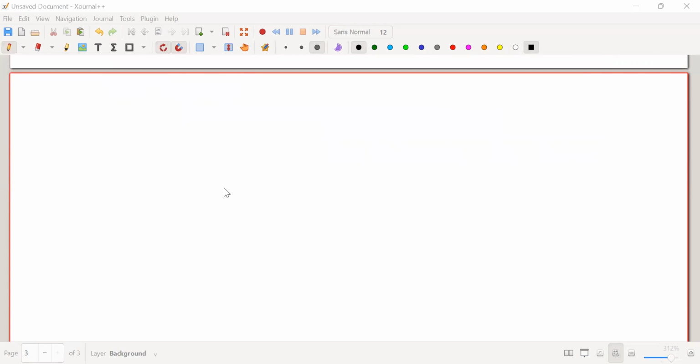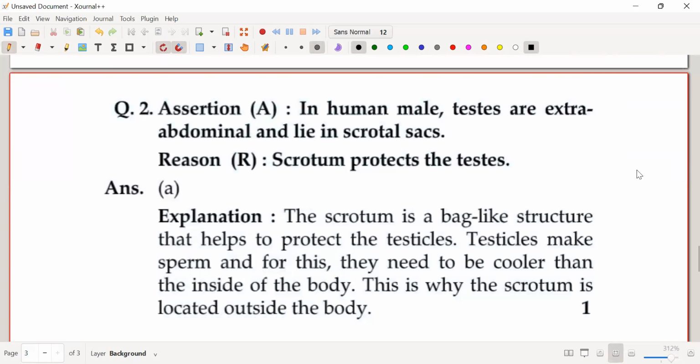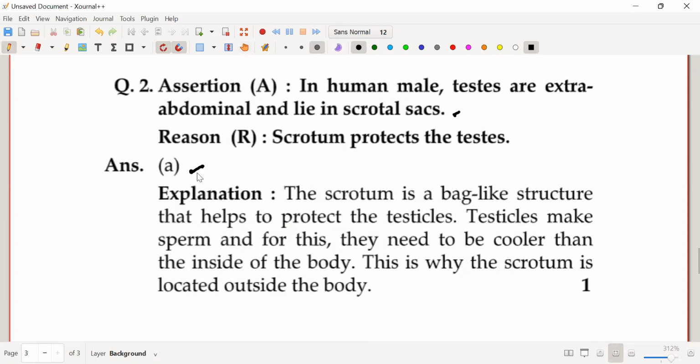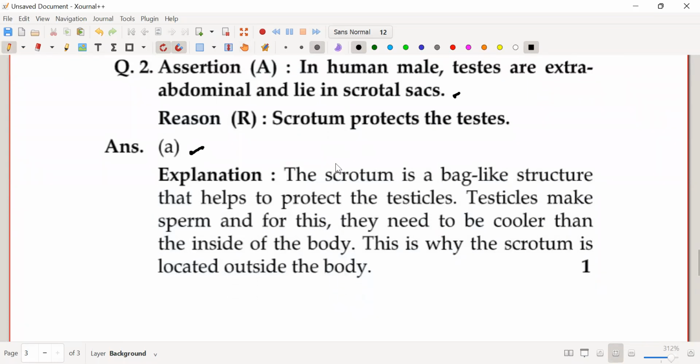Second question: in human male, testes are extra-abdominal and lie in scrotal sacs. Reason: scrotum protects the testes. Answer is A. Both are true, and this is the right explanation. The scrotum is a bag-like structure that helps to protect the testicles.